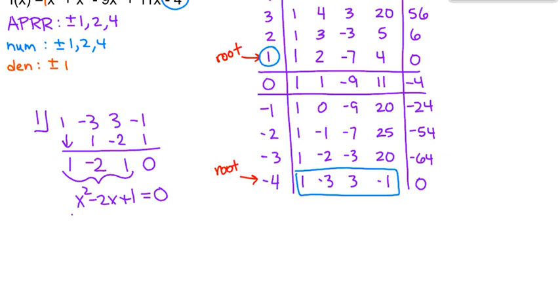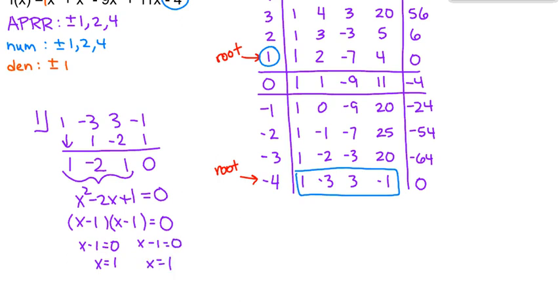If it's factorable, great, factor it. If not, use the quadratic formula. This one is factorable: x minus 1 times x minus 1. So we happen to get x equals 1 again and x equals 1 again.